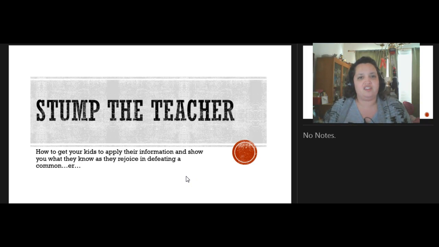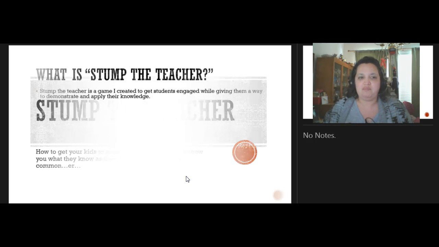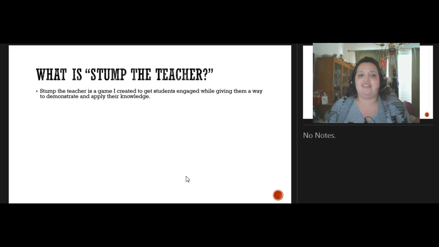I'm the psychology teacher here in the social studies department, and this is a little game that I created called Stump the Teacher, which allows students to apply their information and share what they know, and it also gives them a chance to play a little bit of a different game and gets them motivated in a little bit different way. So Stump the Teacher is a game I created because I was looking to find ways to get my students more engaged, but I was also looking for them to demonstrate and apply their knowledge.